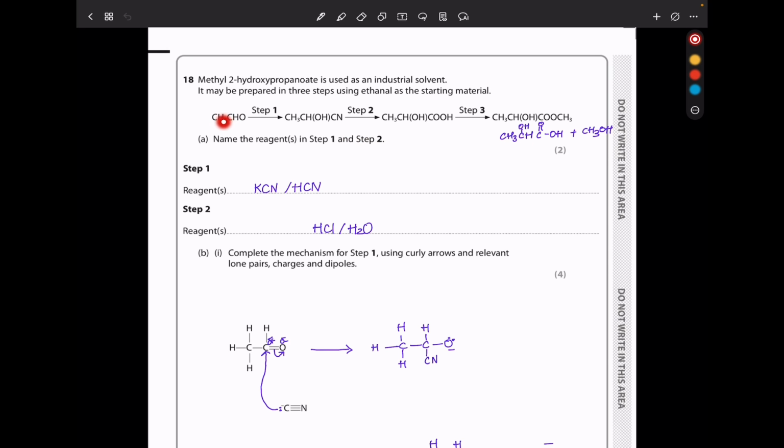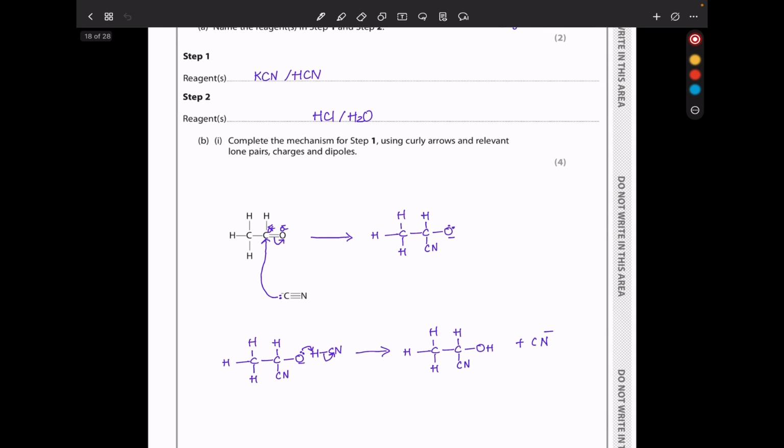In step 1, we are converting an aldehyde into a hydroxynitrile. So here we'll need potassium cyanide and HCN. And in step 2, we're converting the hydroxynitrile into a carboxylic acid. This is hydrolysis of nitriles, so we can do that in acidic conditions. That is going to be acid hydrolysis, so we need acid and water.